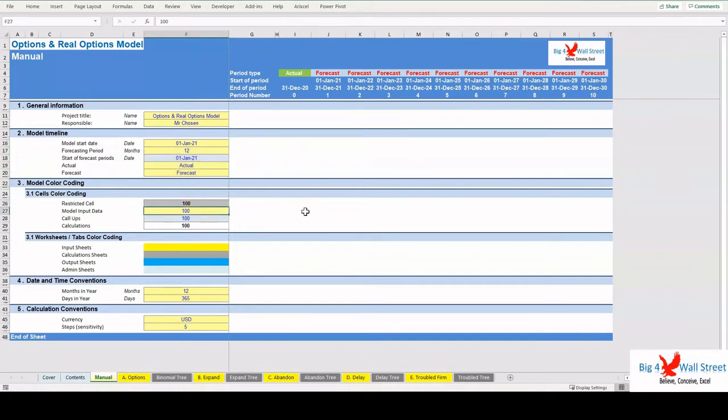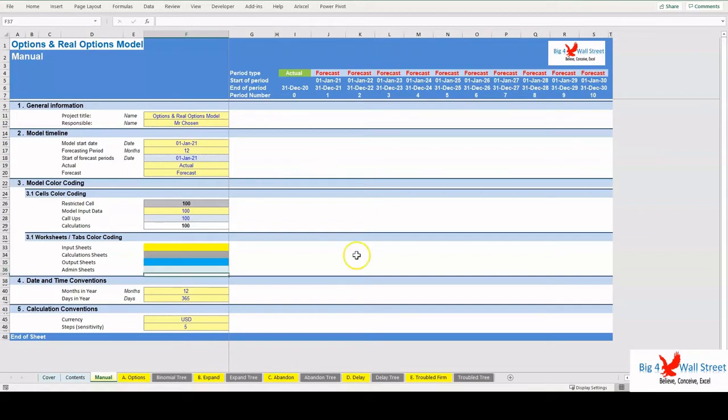Inputs are always depicted with a yellow fill and blue letters. Call ups, that is direct links from other cells, are filled in light blue with blue letters, while calculations are depicted with white fill and black characters. Gray cells are restricted cells which you must not change. There is also a color coding for the various tabs of the model. Yellow tabs are mostly assumptions tabs, gray tabs are calculations tabs, blue tabs are outputs tabs, that is effectively results or graphs, and finally light blue tabs are admin tabs, for example, the cover page and contents.